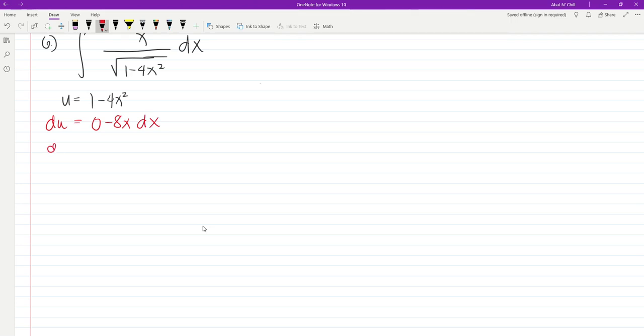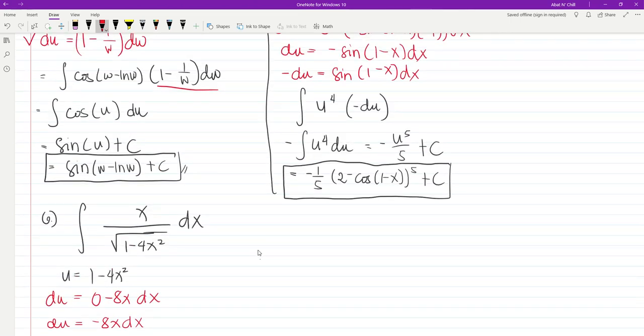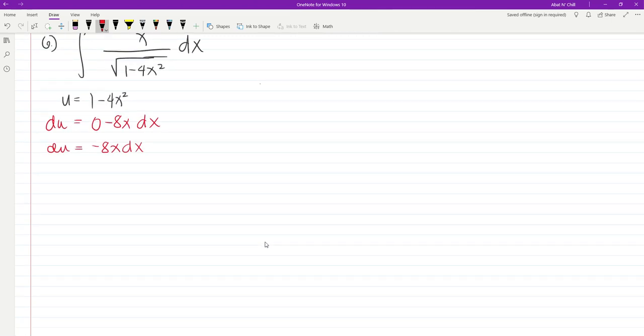So du equals negative 8x dx. As you can see in the numerator, we have x dx. So I can express this in terms of x dx only by dividing both sides by negative 8. So we have du all over negative 8, and we have x dx. So now we can perform the u substitution.